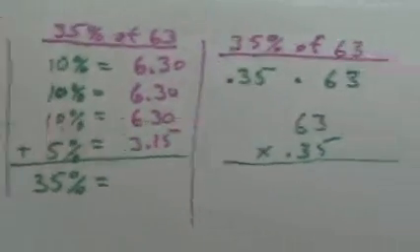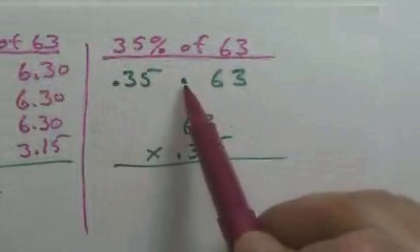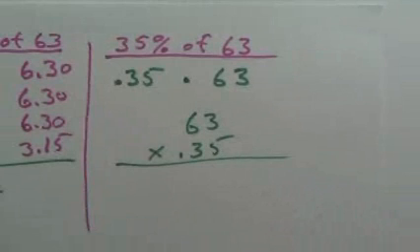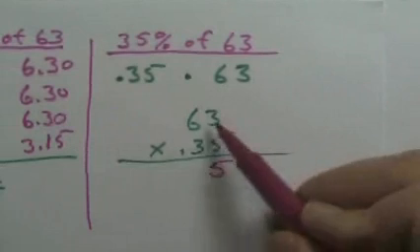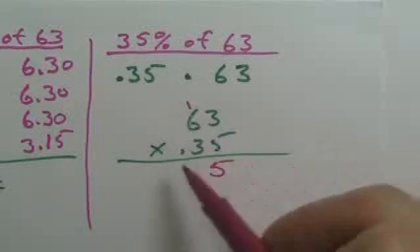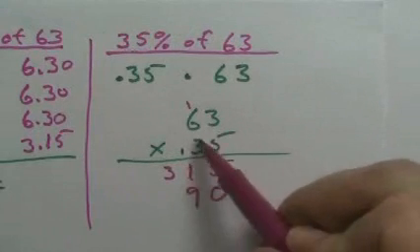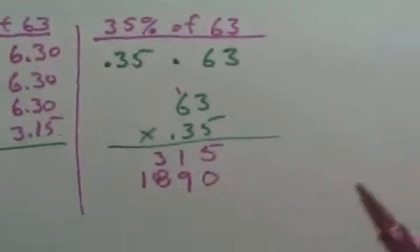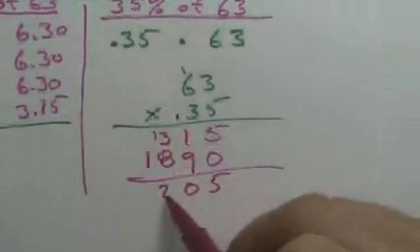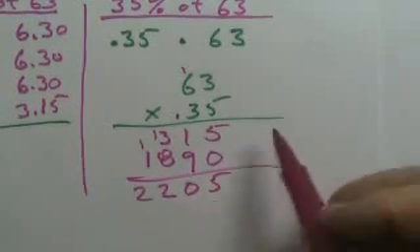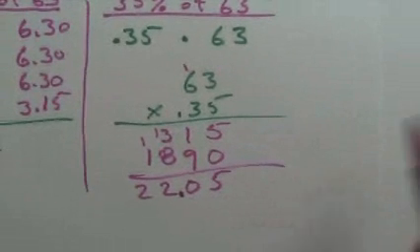That's another method. The most common method is to simply change 35% to a decimal and multiply it times 63. That's the most common method. You know what, I'll just do that method real quick. 5 times 3 is 15, 5 times 6 is 30, plus 1 makes 31. Space holder, 3 times 3 is 9, 3 times 6 is 18. Add them up. 5, 10, carry the 1, that's 12. That's 2. Move the decimal over 2 spaces. And there you go.